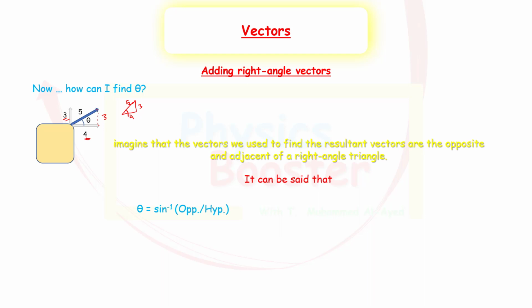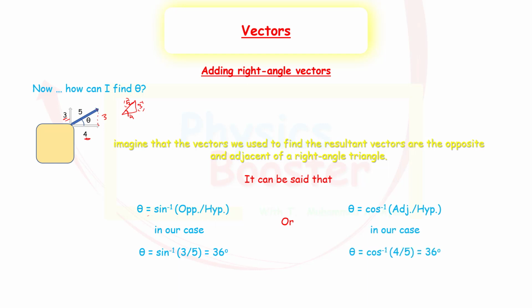It can be said that theta is going to be sine inverse of the opposite divided by the hypotenuse. So in our case, it is very simple. The opposite is equal to 3, and the hypotenuse is equal to 5. So it's sine inverse of 3 divided by 5. Using a calculator, you get that the angle is 36 degrees. Or we can use cosine, which is the adjacent divided by the hypotenuse, 4 divided by 5, so cosine inverse of 4 divided by 5 is equal to 36 degrees. Okay? Now we found the inclination angle.